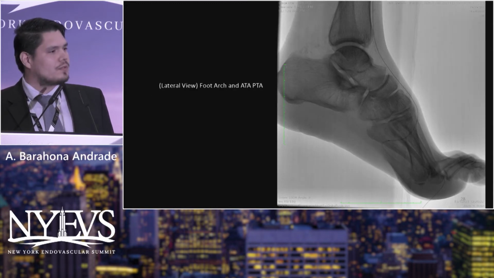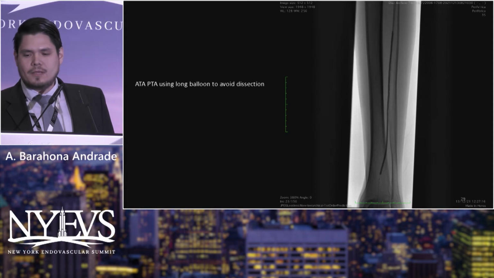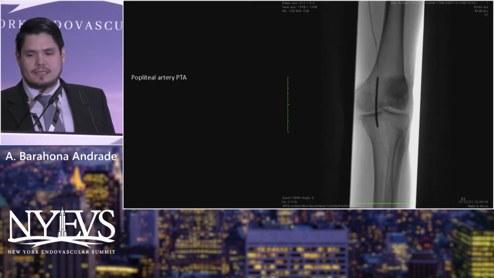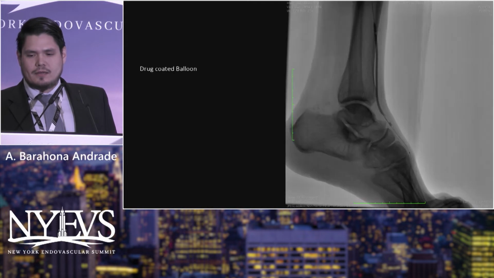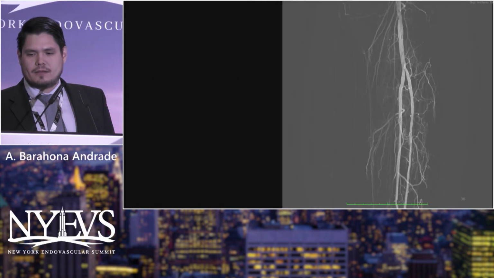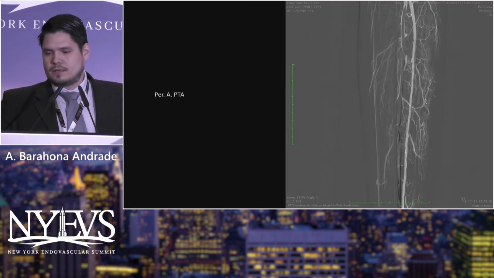As you can see, below the knee, we use long balloons. We usually start with 2 millimeter or 2.5 millimeter balloons and extend it to the anterior tibial artery. Afterwards, we did another angioplasty until we reached the lesion in the popliteal artery. After this treatment, we decided to use a drug-coated balloon. And this is the result from the tibial vessels after the angioplasty of the distal limb.